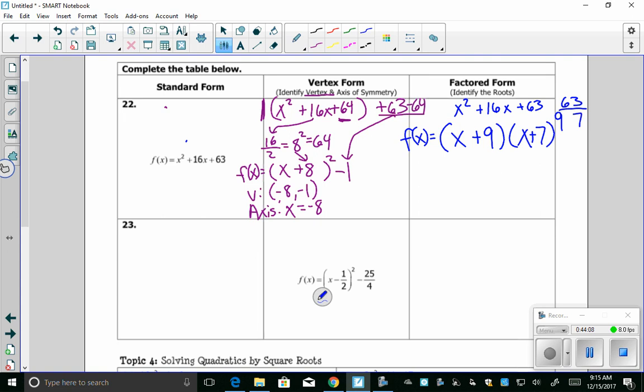Roots are the same thing as solutions. Set them equal to 0. Sorry, that should be a 7. So that my answer is negative 9 and negative 7.